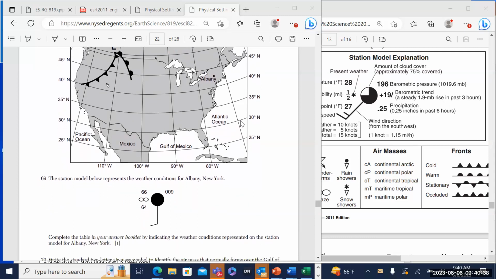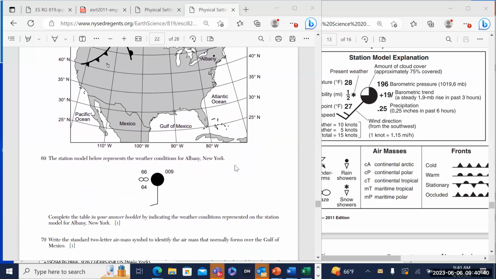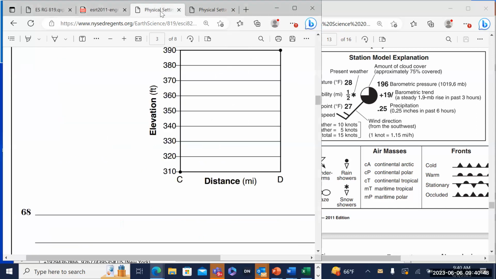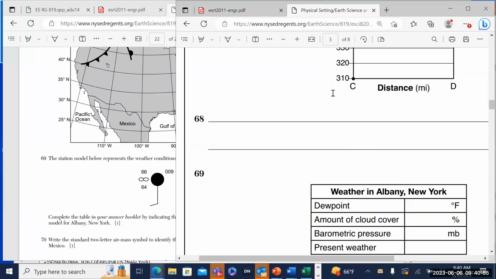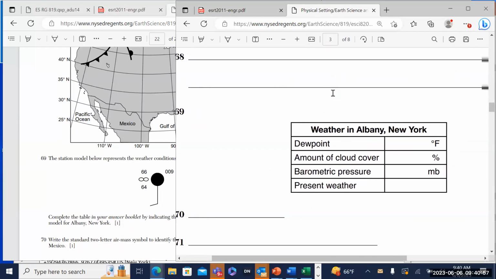All right. So it says complete the table in your answer booklet by indicating the weather conditions represented on the station model for Albany, New York. So on the answer booklet, we need to figure out the dew point, the amount of cloud cover, the barometric pressure, and the present weather. All right, so let's start with the dew point.